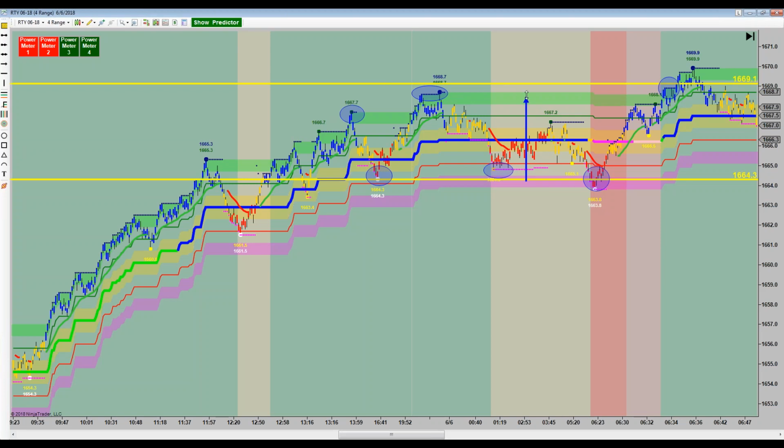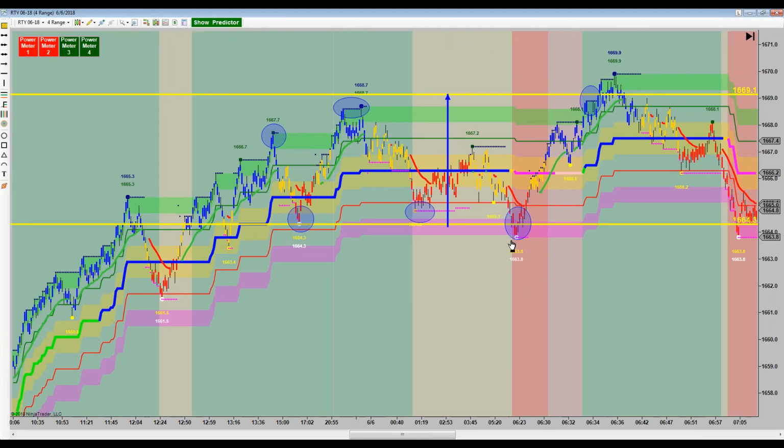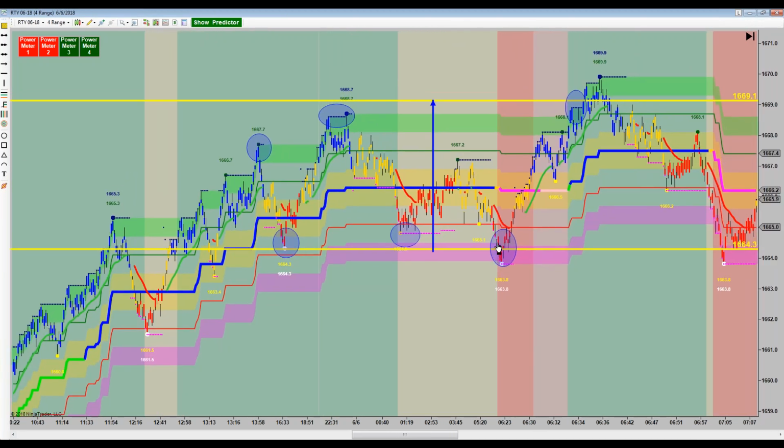Okay, so now here's the range right here. Now you're coming up on 647. You're rejected. You come down to support. You break it just a little bit. I would leave that line where it is, even though this went a little bit below it.